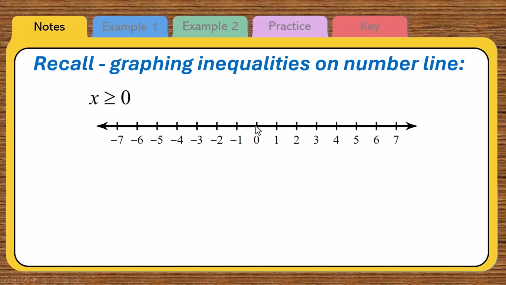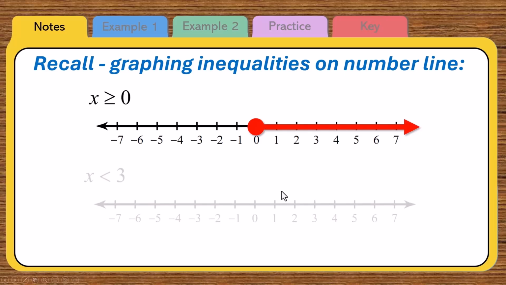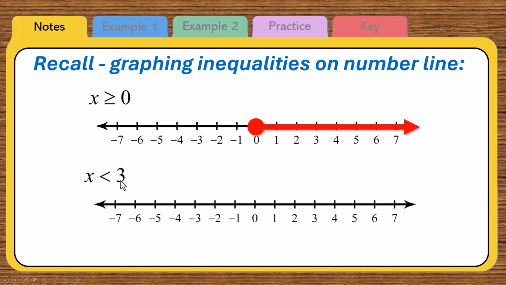Greater than or equal to means you're going to have a closed circle and you want to be bigger than or equal to 0, so you're going to go that way. And another one, x is less than 3. We would go to the 3, and this is where you would use an open circle because you're not supposed to land on the 3. It just says less than, not less than or equal to, and less than is going in this direction.